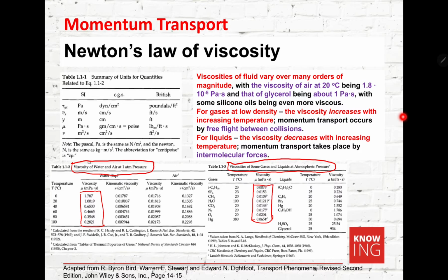That is very important for you to understand, the magnitude of the viscosity of the liquid compared to the viscosity of the gases. Another thing of interest is when you increase the temperature, the viscosity of the water decreases, whereas for the gases, if you increase the temperature, you can see that the viscosity increases with increasing temperature. That is the difference between the gases and the liquids.